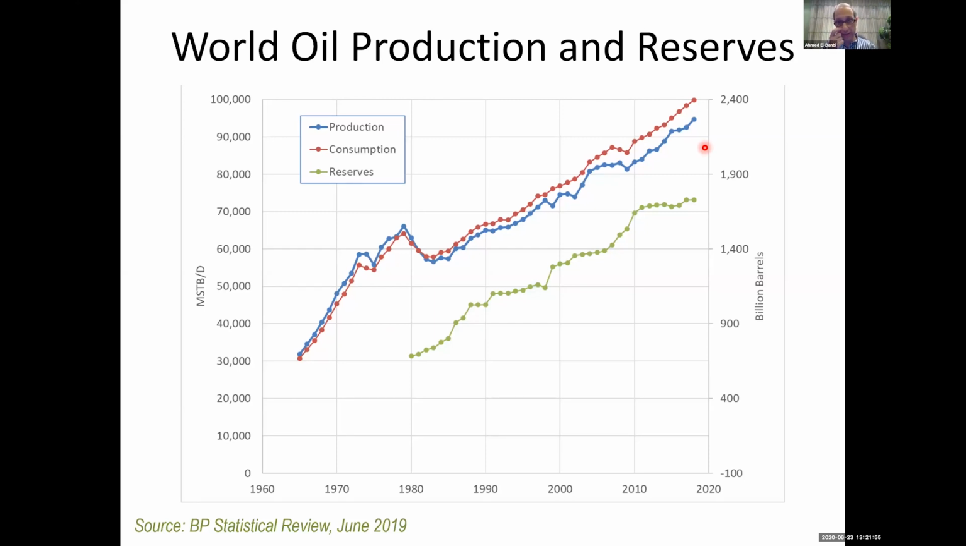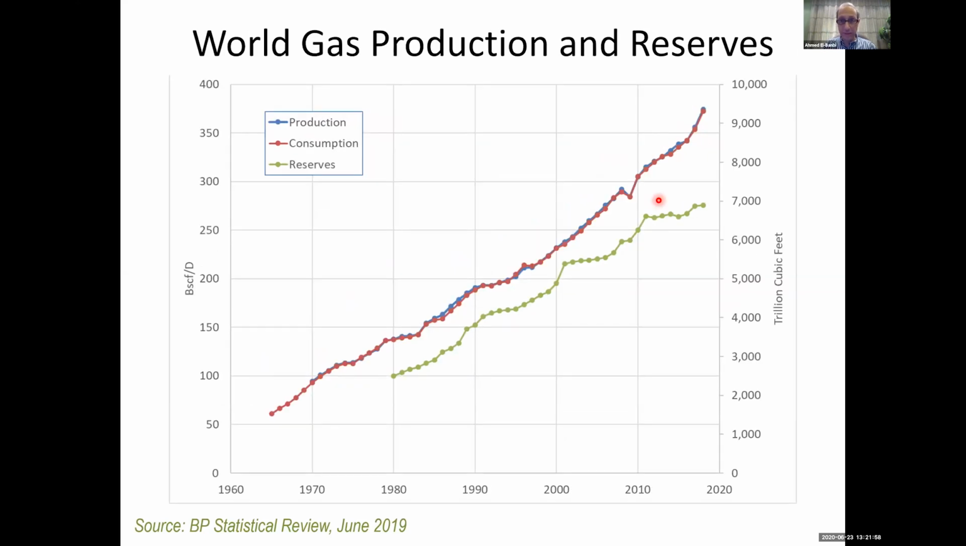What's the story in gas? In gas, again, consumption and production are given in red and blue. We produce around 370 billion standard cubic feet per day. And the reserves are given in green. So reserves are 7,000 trillion cubic feet of gas. What's interesting here is that over the past many years, gas production and gas consumption are both, of course, increasing, and reserves of gas are also increasing.